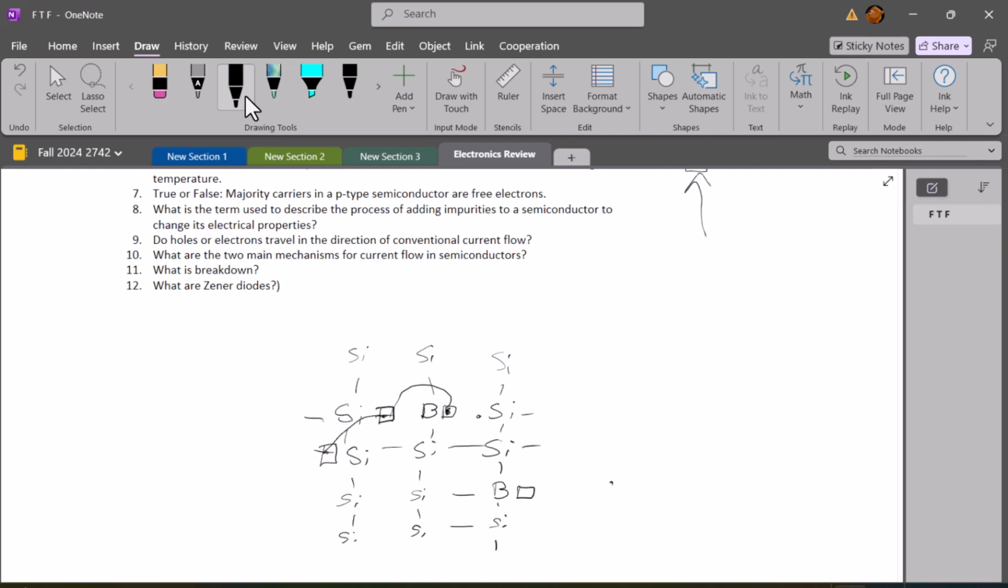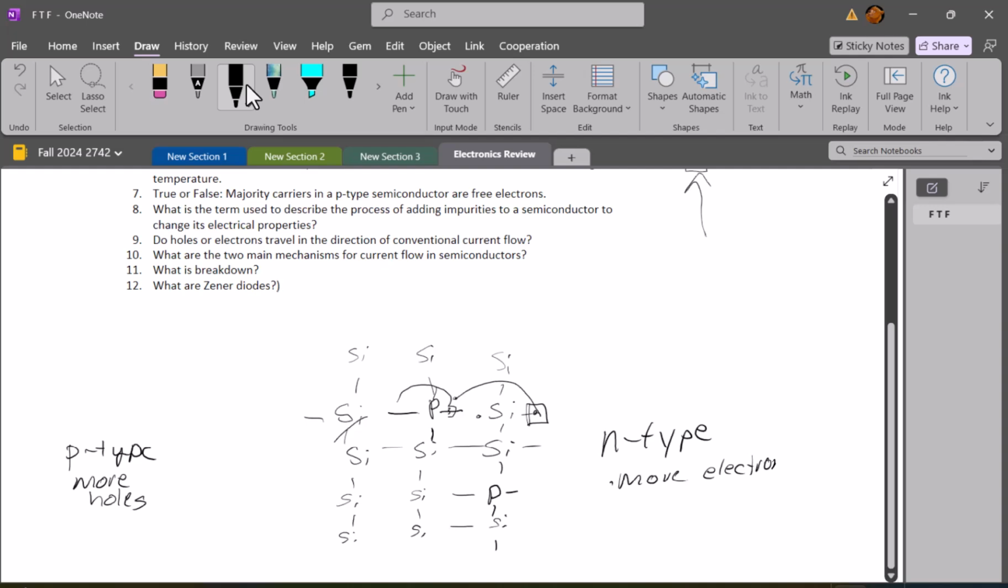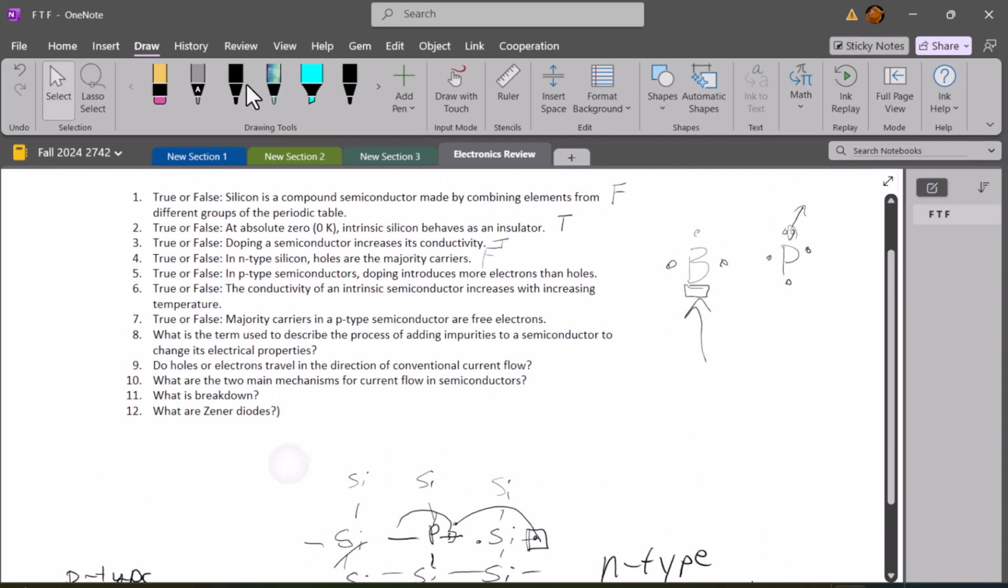And on the other hand, if I introduce phosphorus, I would not do this in the same semiconductor, but let's say I introduced phosphorus. Phosphorus has 5 valence electrons, so it introduces its 5, and then it already has a free electron that can go ahead and travel to some hole somewhere. And so introducing phosphorus introduces more electrons. And the phosphorus, that would be an N type, and the P type was the type with the boron. And so going back to this question, in p-type semiconductors, doping introduces more electrons than holes. That is false. It introduces more holes than electrons.